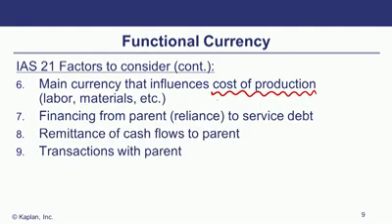Remittance of cash flows to the parent, well again dividends. If big dividends are being paid back to the parent, again the parent's currency is often the functional currency. And then the final point, transactions with parent. So what this is saying is maybe a lot of our sales are intergroup sales rather than external third-party sales. Again, the more reliant you are on intergroup sales, the more likely that the parent's currency, the reporting currency, is equal to the functional currency.